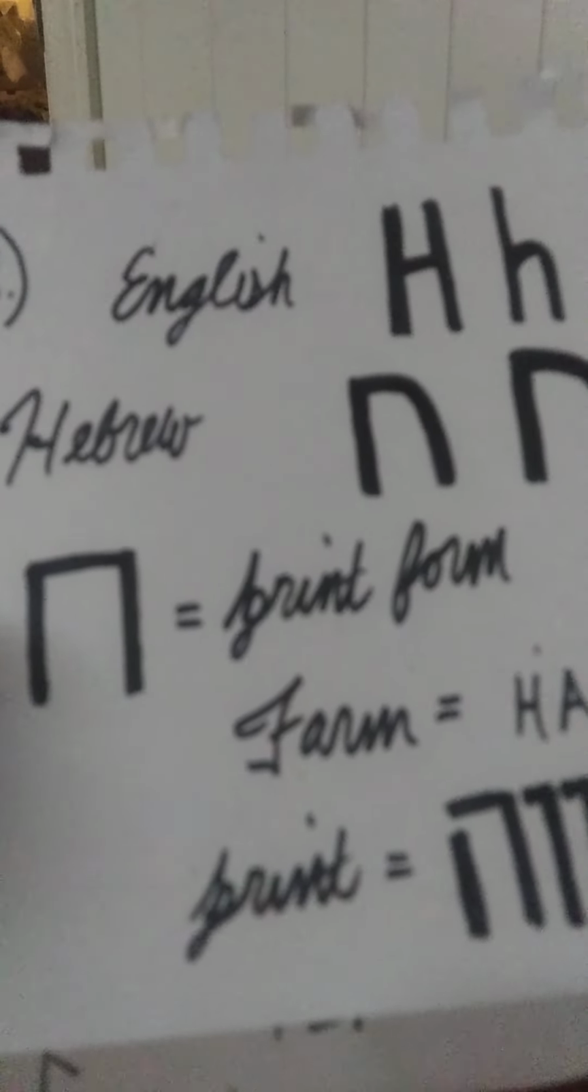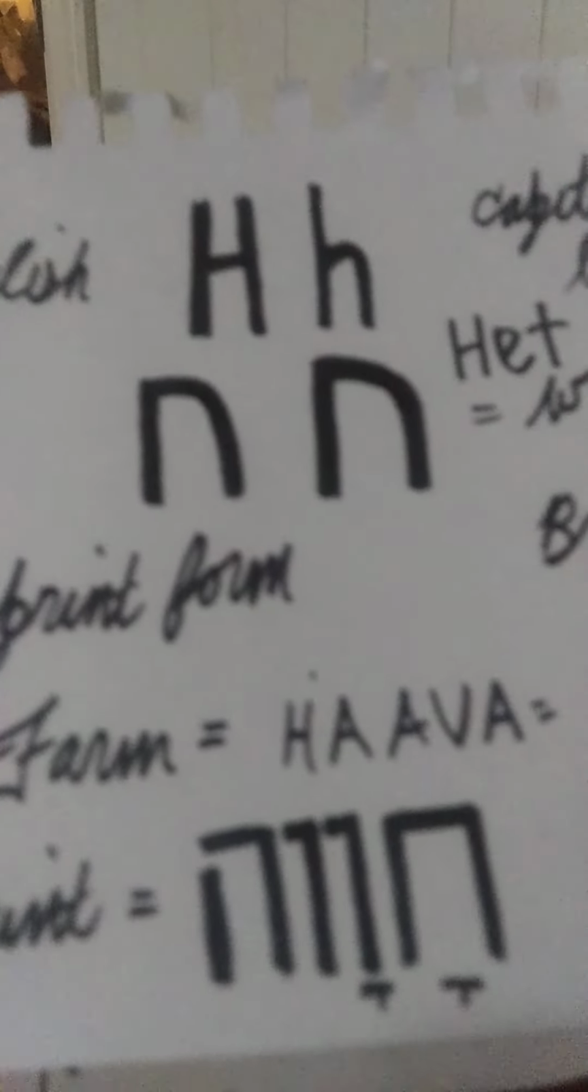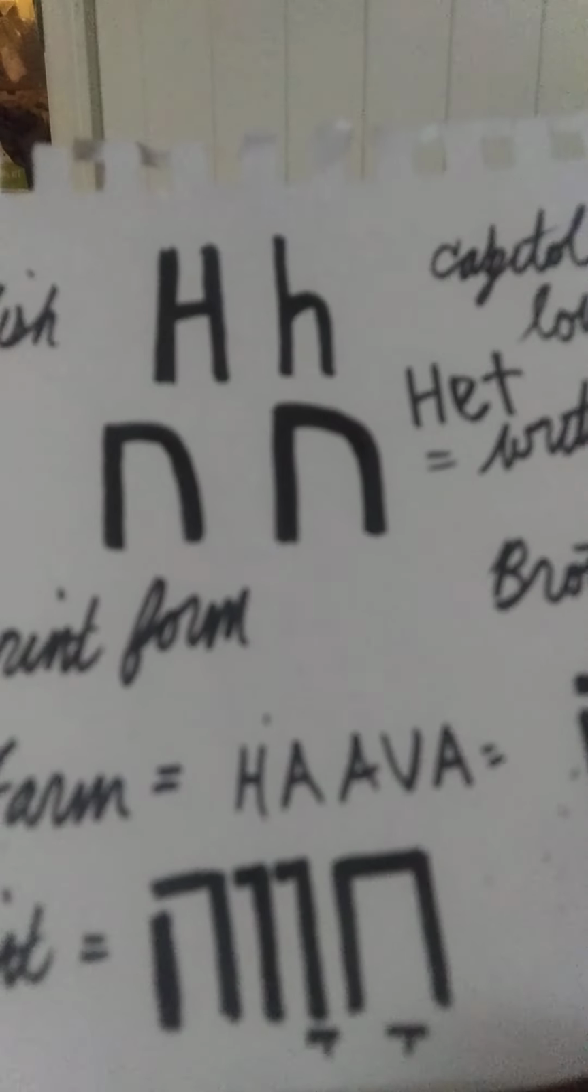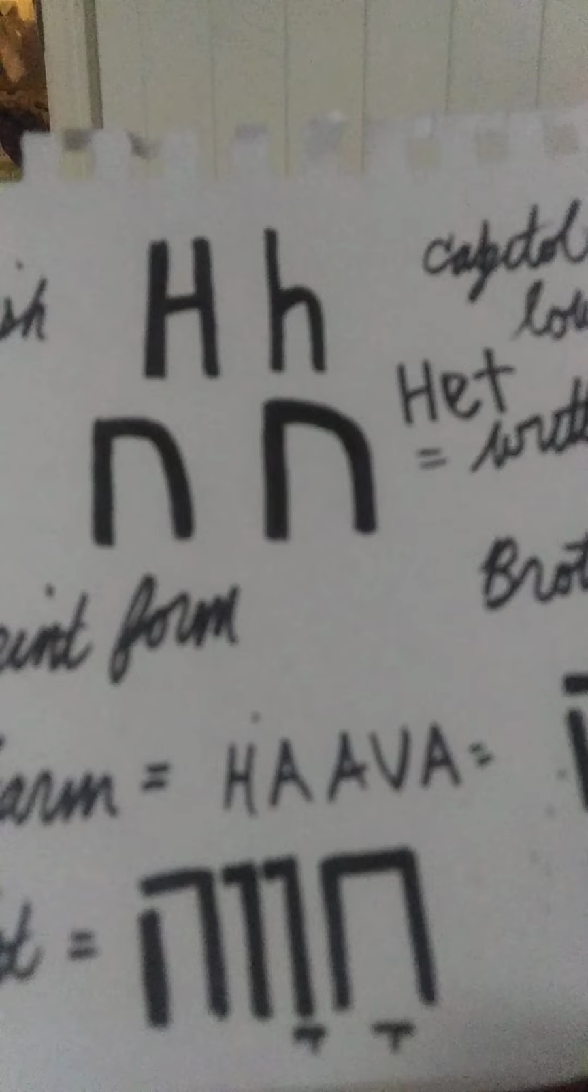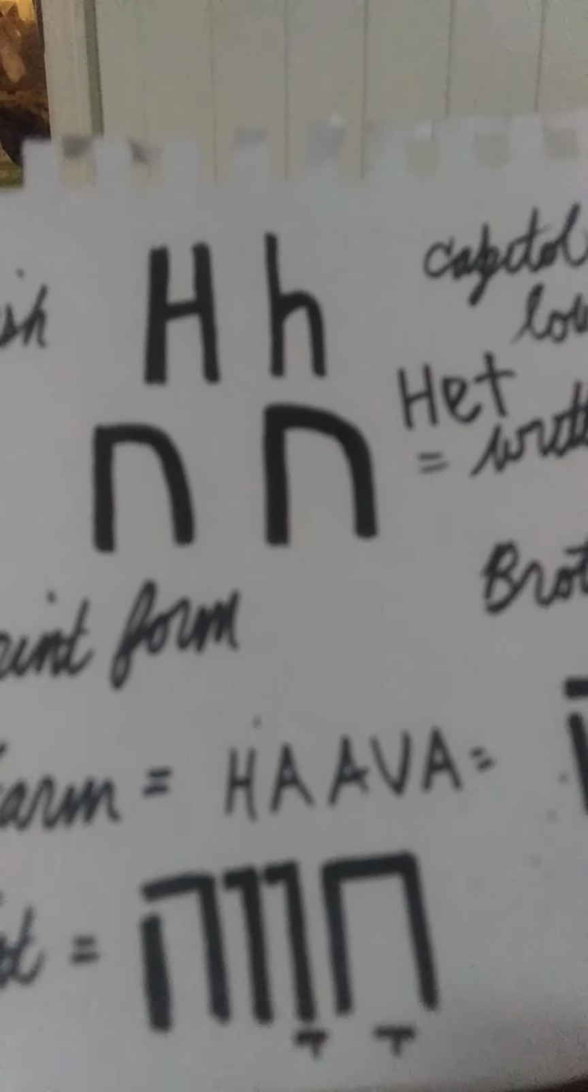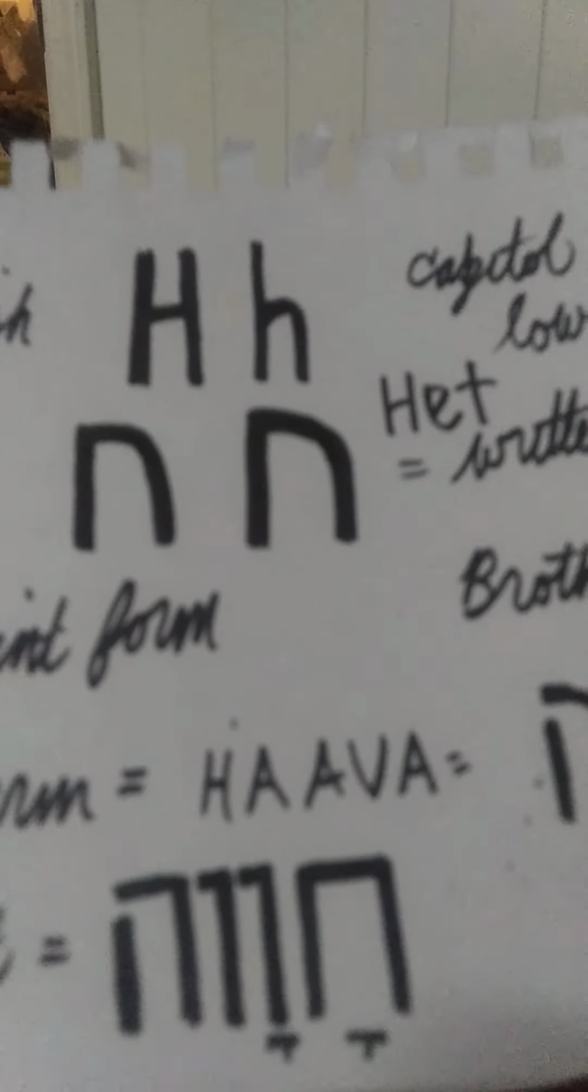Number 8 in English would be H. Here's the lower and uppercase H. And we have our 8th letter in the alphabet, which is het. And that's what het looks like. Kind of looks like an N. Looks like an English N, but that's the het of Hebrew.